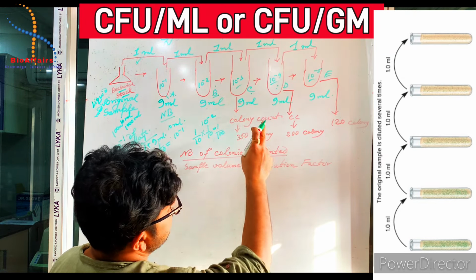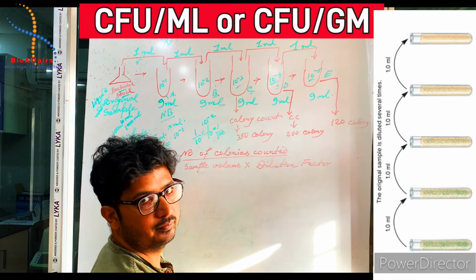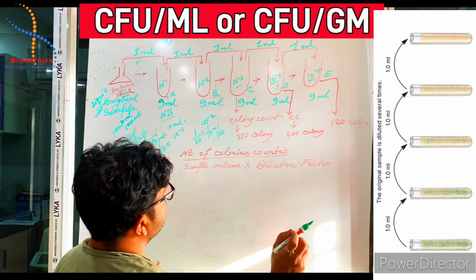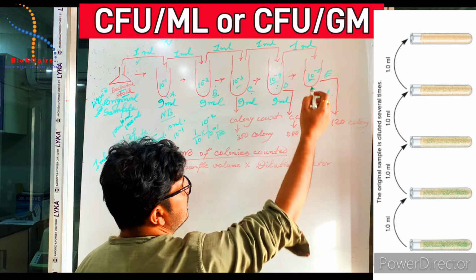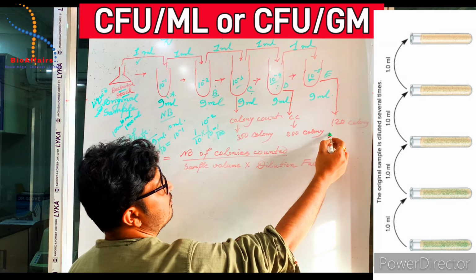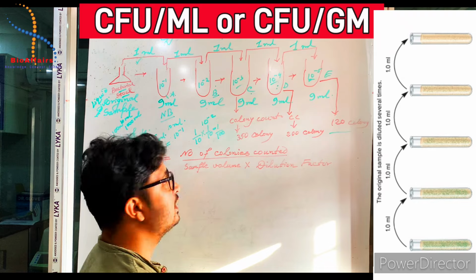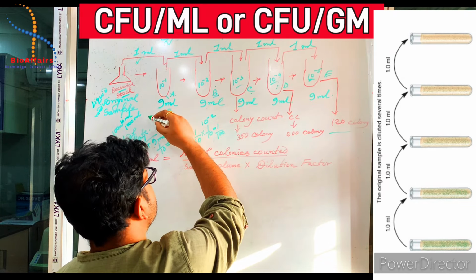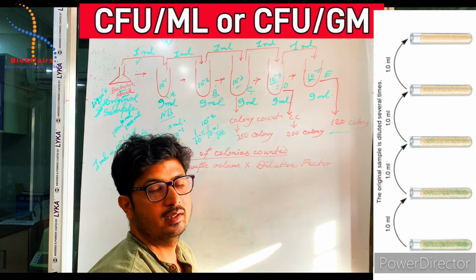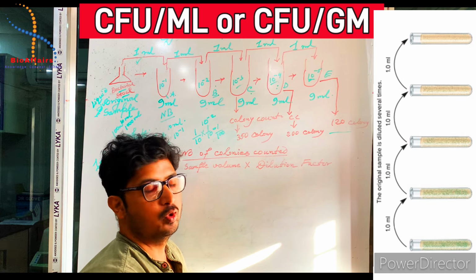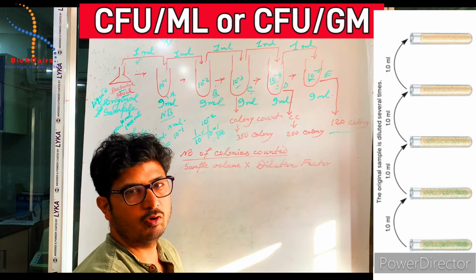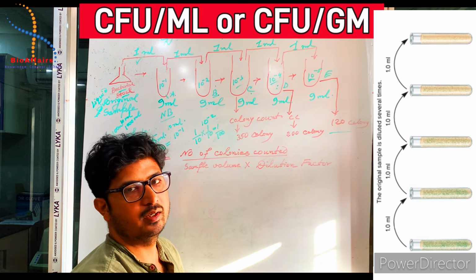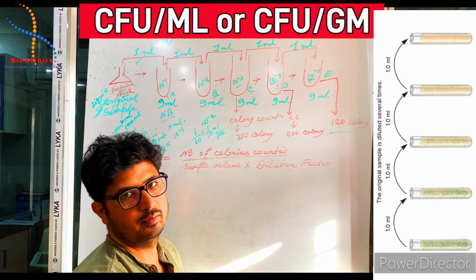So suppose this is the colony count. You will observe the highest dilution. What is the highest dilution? 10 to the power minus 5 contains the lowest number of colonies. And the lowest dilution, that is 10 to the power minus 1, will contain the highest number of bacteria. Most probably you will not observe any colony in this plate. You will observe only a confluent growth because the number of bacteria is too much to count.